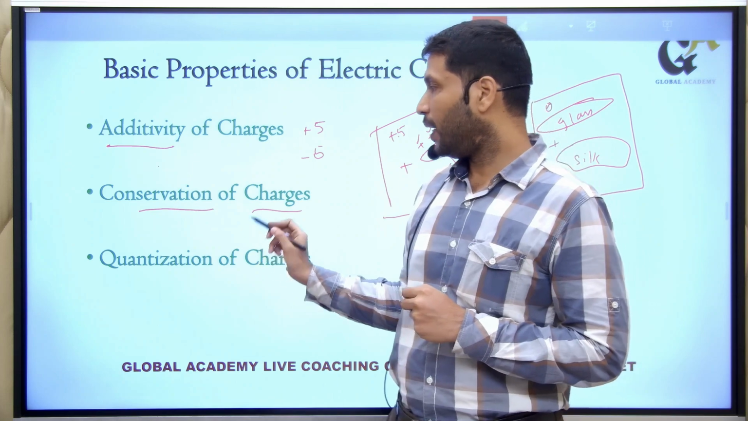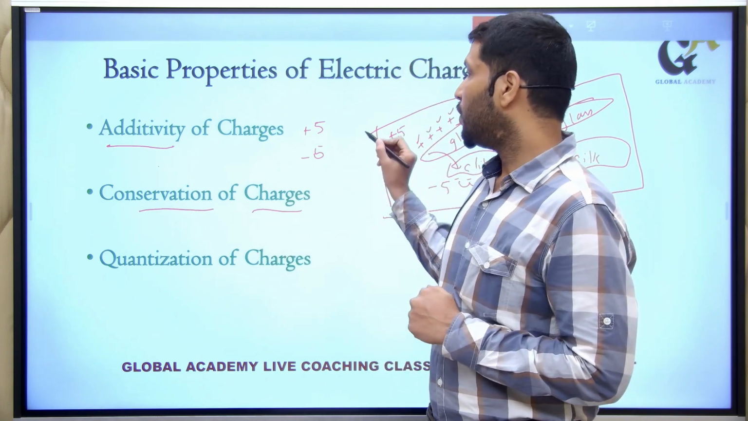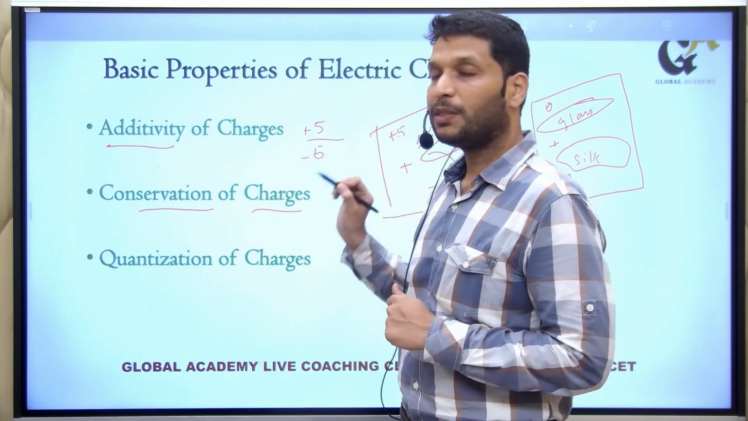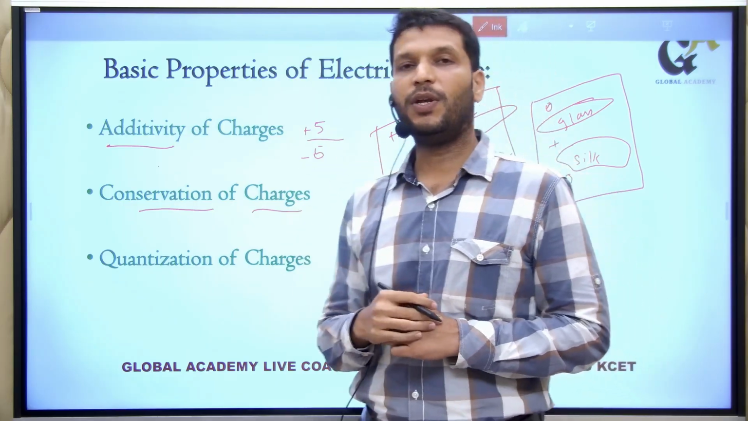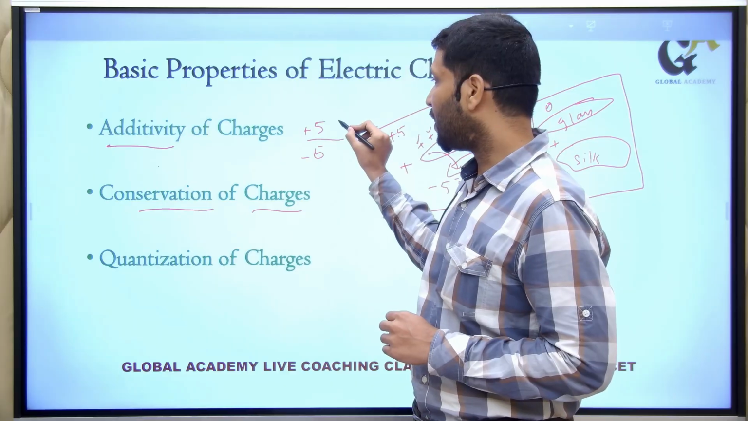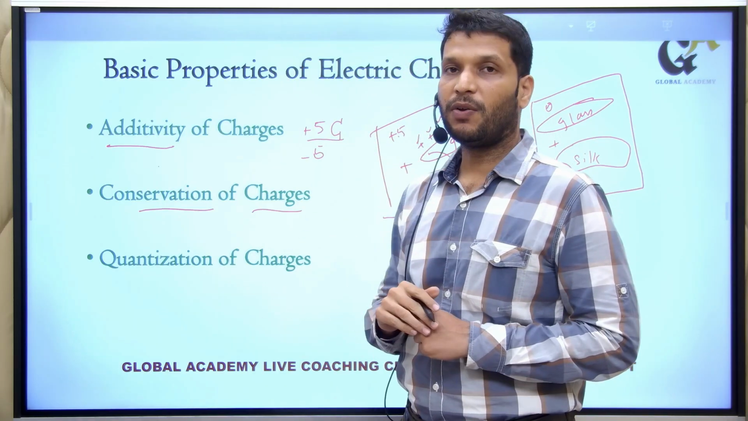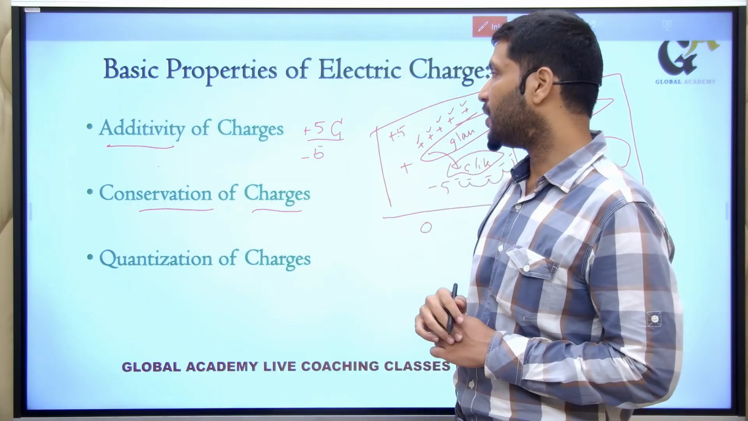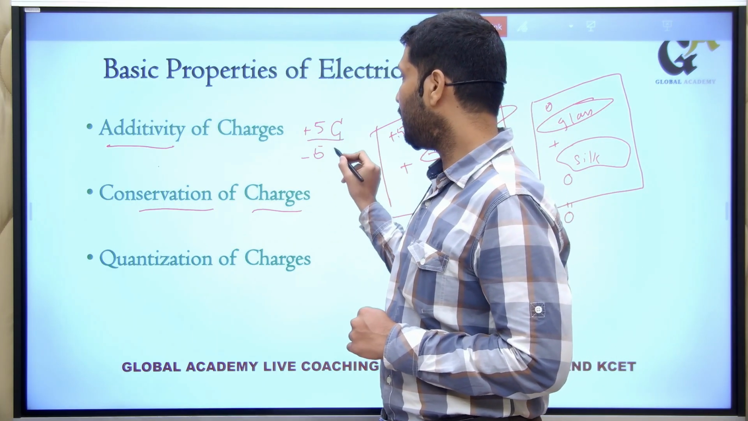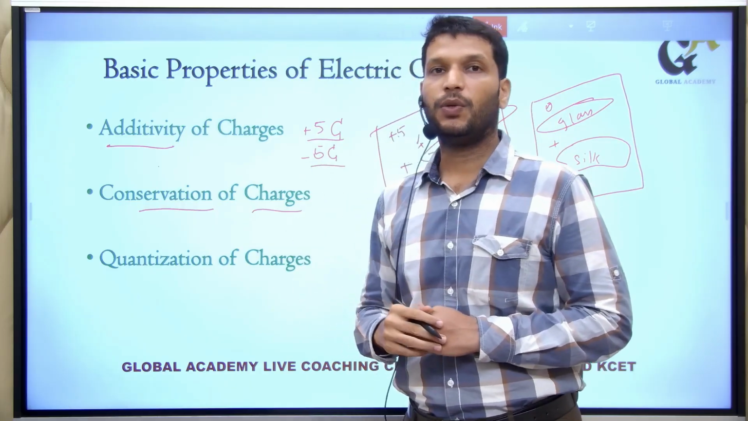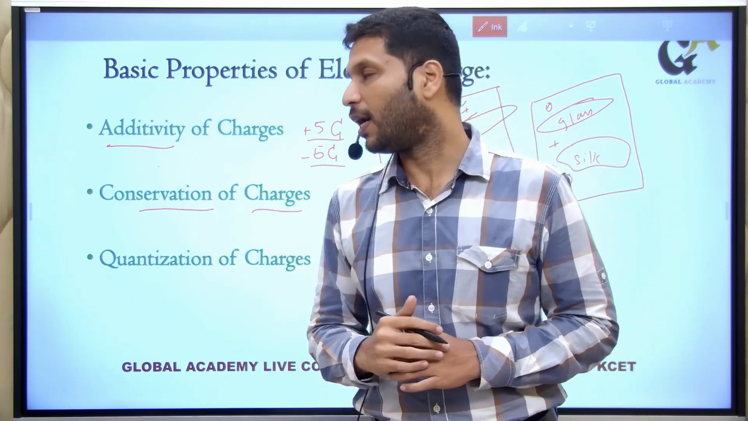Next, we are representing the charge of the body as plus 5. What is the SI unit of this charge? The SI unit of charge is the coulomb, which is represented by capital C. So here plus 5 C or minus 5 C. Like this we represent it. That is the SI unit of charge.